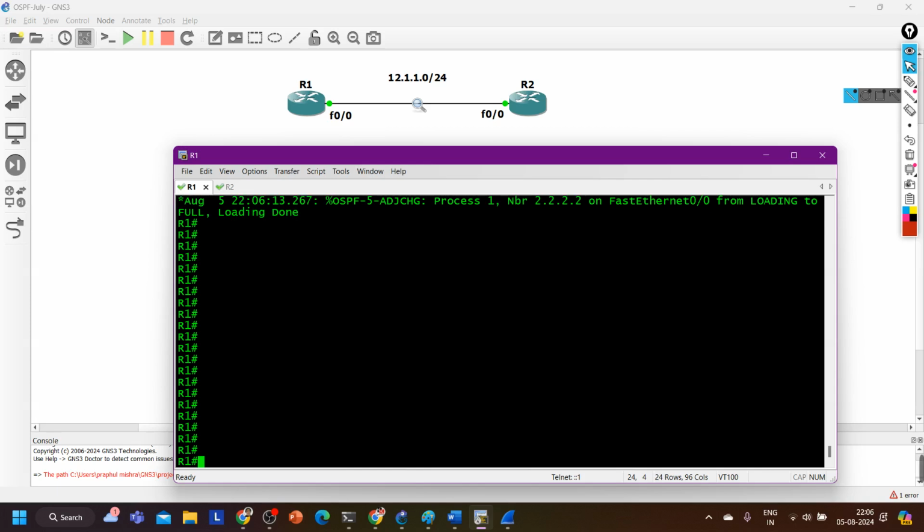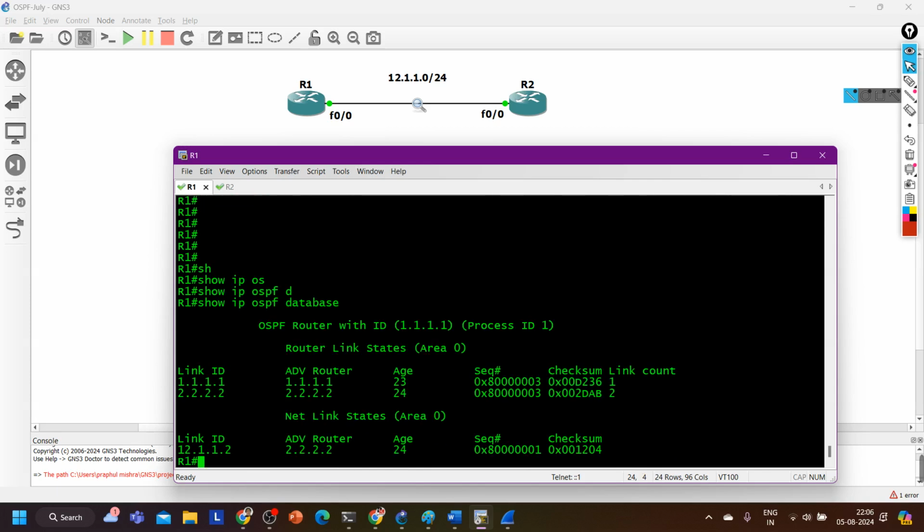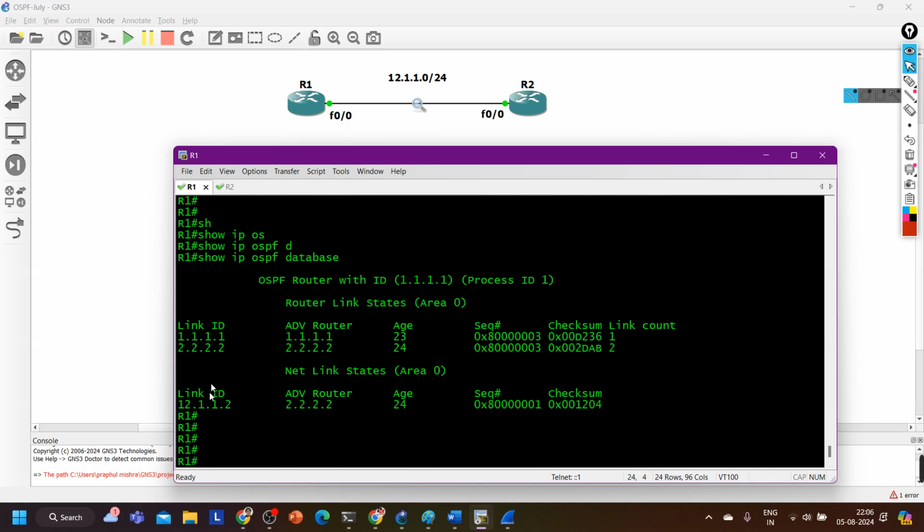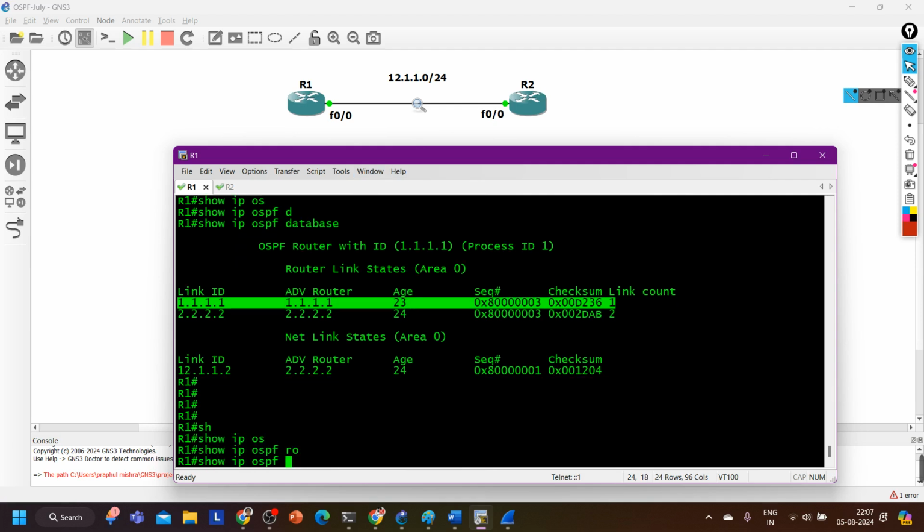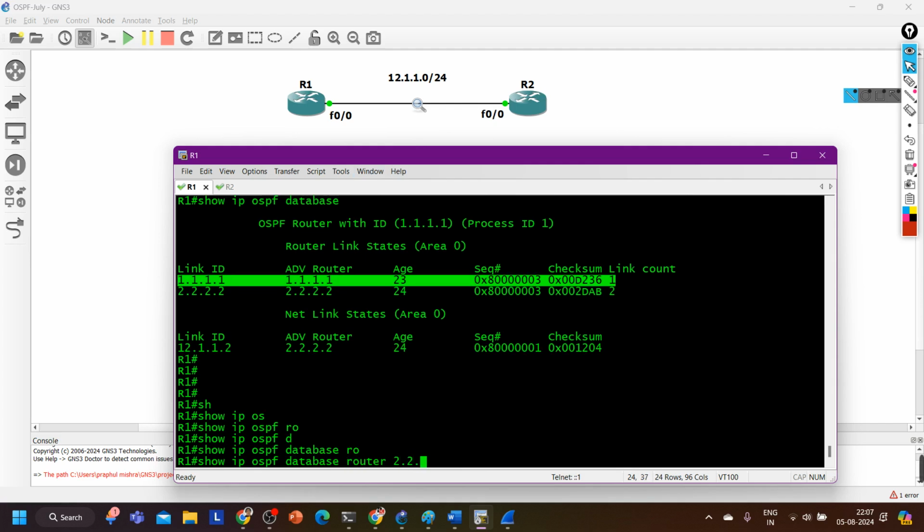Now if you will check the database of router 1, so show IP OSPF database, you can see in the database of router 1 there is information of 2.2.2.2 also, right? So if you will open this LSA, you will get all link information which is connected with router number 2. If you will open this LSA, then you will get all networks connected with router 1, right? So I can say show IP OSPF database router 2.2.2.2. Show me the detailed information of 2.2.2.2.